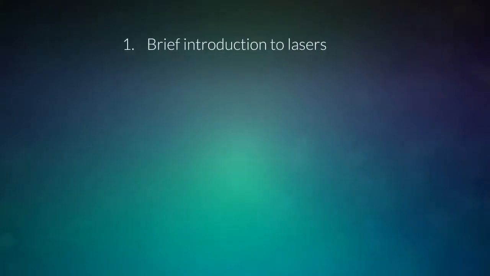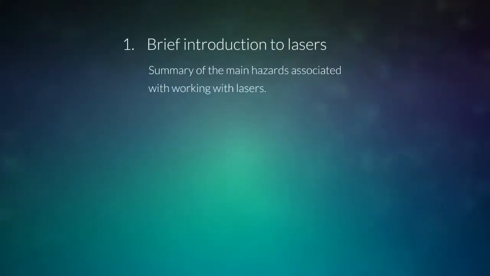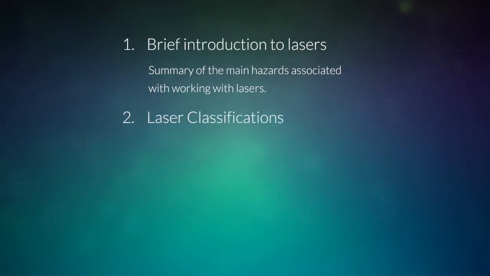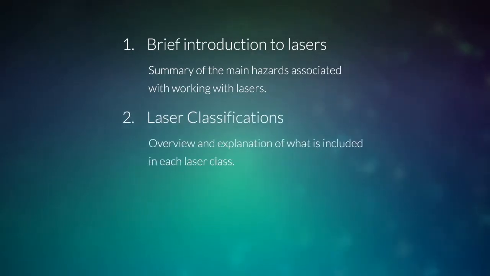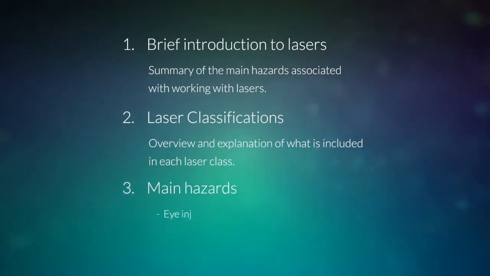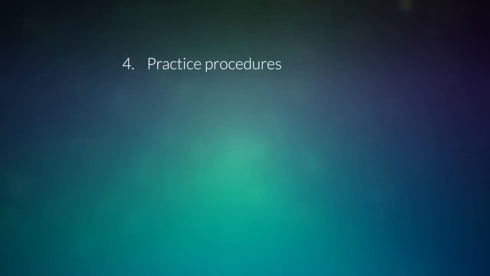To begin with, there will be a brief introduction to lasers and a summary of the main associated hazards when working with laser emission. This will be followed by an overview of the different laser classifications and what we mean by these classifications. Next, we will present the hazards associated with eye injuries and injuries to the skin when working with laser light. And finally, we will discuss some good practice procedures for working in a laser laboratory environment, as well as details on protective eyewear.